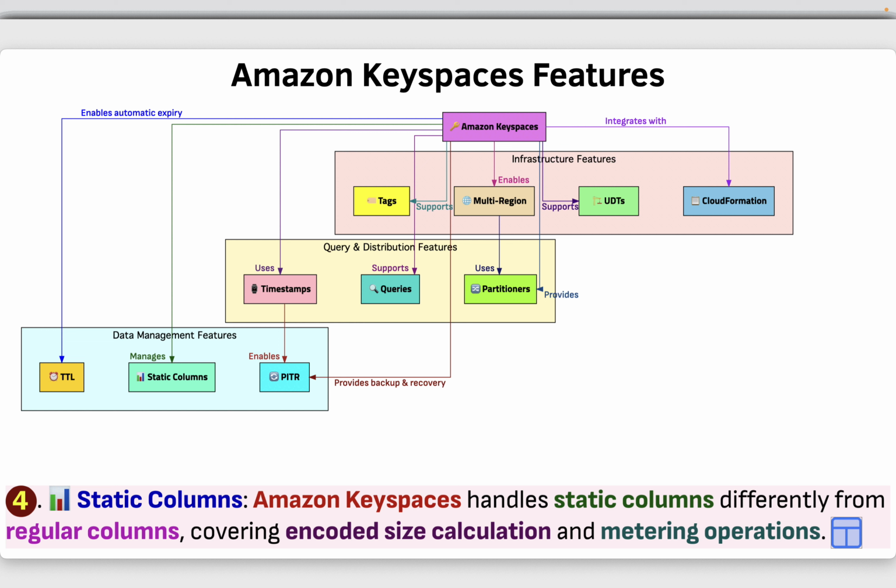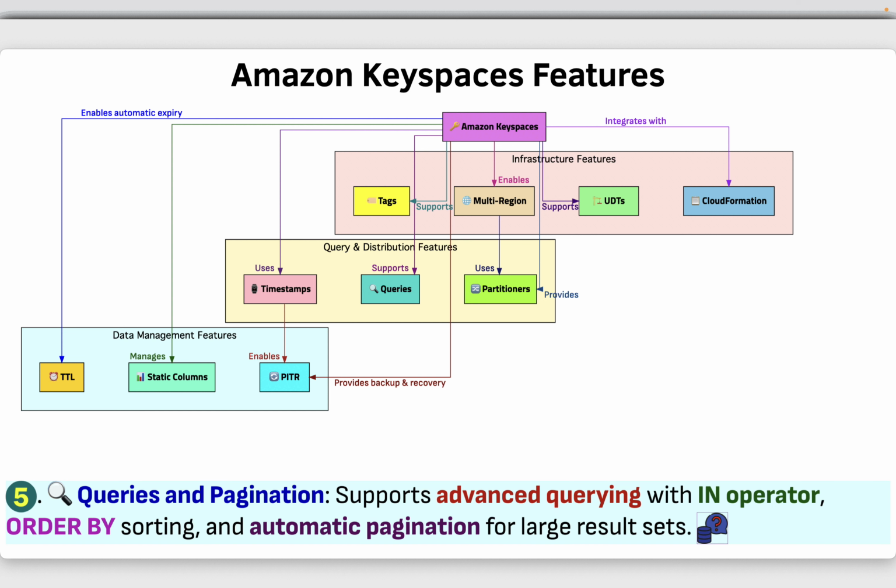Static columns. Amazon Keyspaces handles static columns differently from regular columns. And you should know how to calculate the encoded size of static columns for metering. So there is some metering around read and write operations on static data, and guidelines available in the documentation. So you can check out this particular feature.